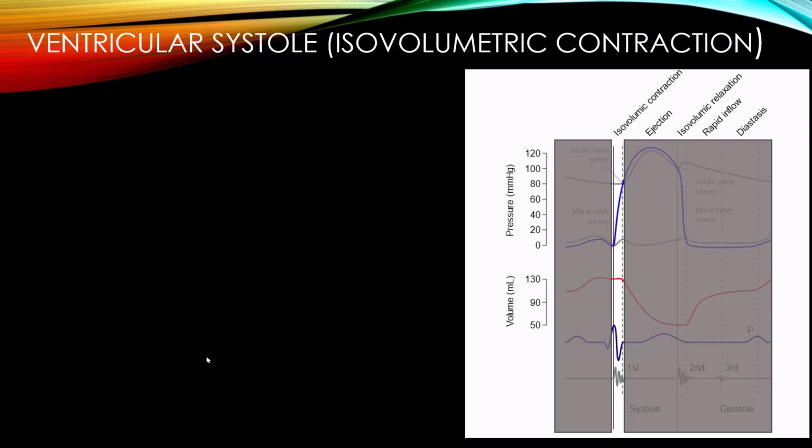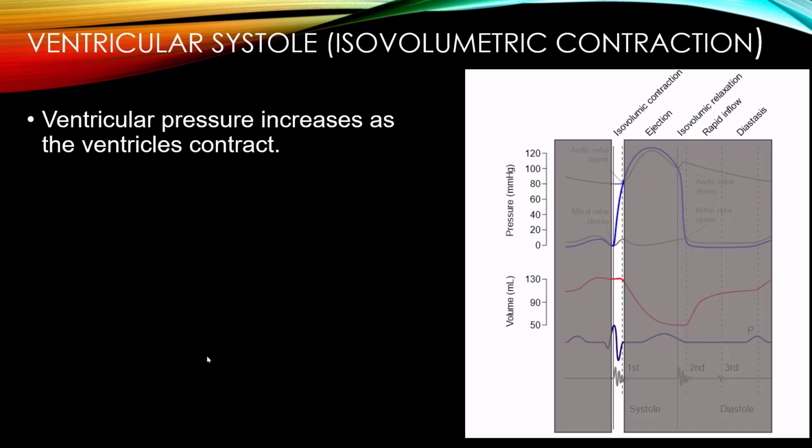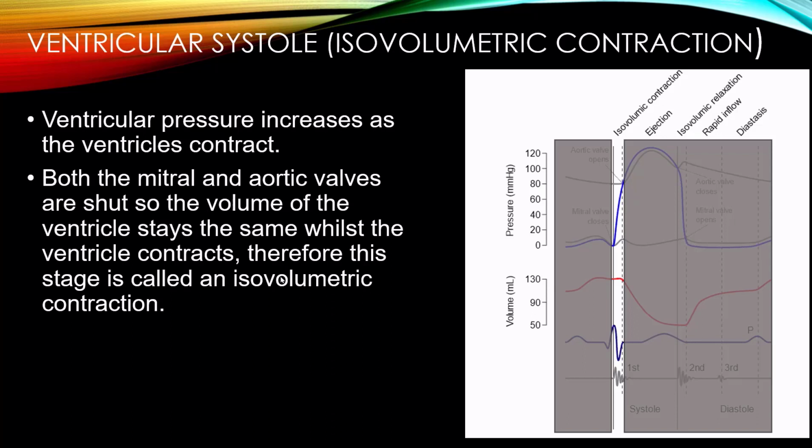Ventricular systole, isovolumic contraction. Ventricular pressure increases as the ventricle contracts. Here you can see that when the ventricle contracts, the pressure in the ventricle increases. Both the mitral and aortic valves are shut so that the volume of the ventricle stays the same while the ventricle contracts. Therefore, this stage is called isovolumic contraction.